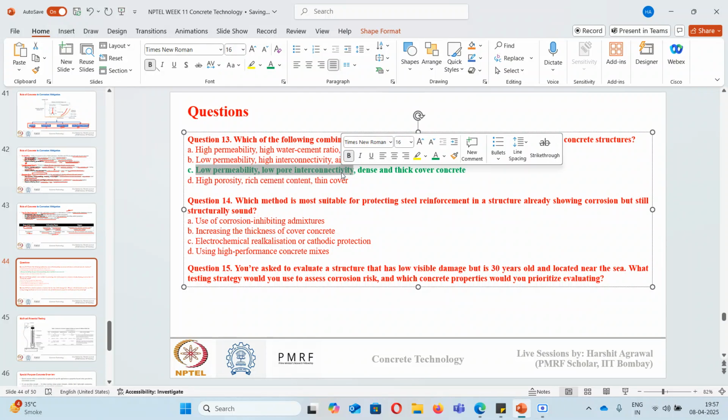So if I have low permeability and low interconnectivity, the ionic diffusion will be small, it will be slower, and a dense and thick cover will ensure that it takes a lot of time for the ions to reach the steel. And even after corrosion initiation, the crack propagation will be difficult if I have a dense concrete, because a denser concrete will have a higher strength and it will take more time for that concrete to crack. Okay, question number 14. Which method is most suitable for protecting steel reinforcement in a structure already showing corrosion?